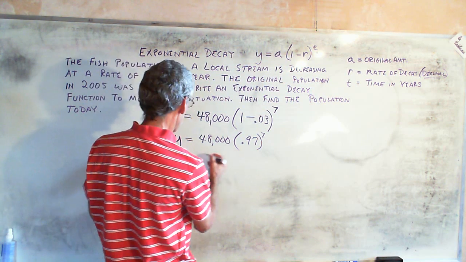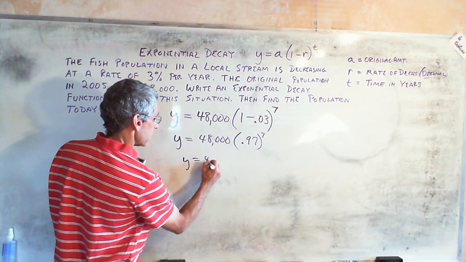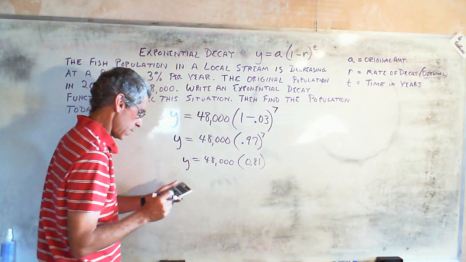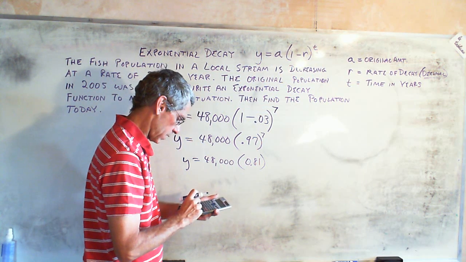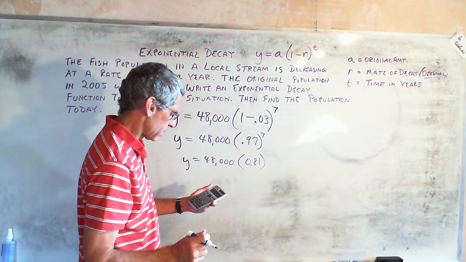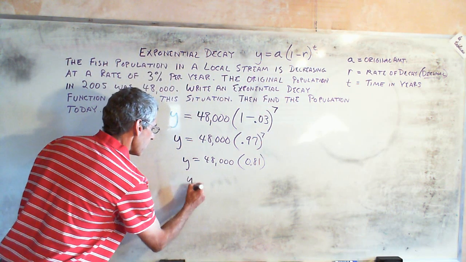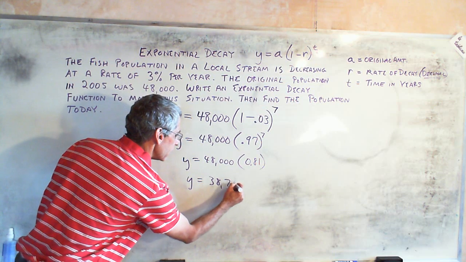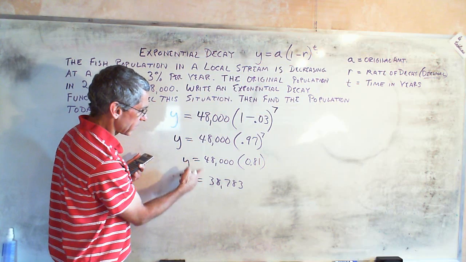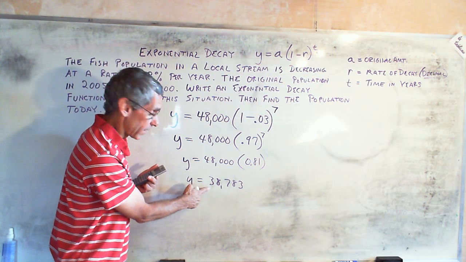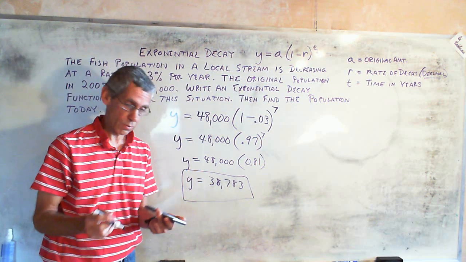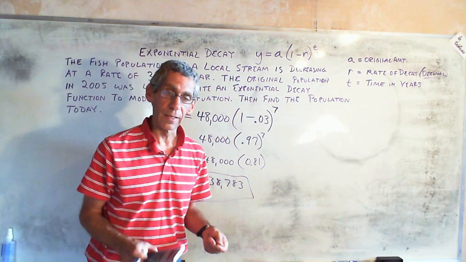That equals approximately 0.81. So it's 48,000 times 0.81. I'm going to multiply that times 48,000, and it gives me 38,783. So y is equal to 38,783. So after 7 years, my population went from 48,000, just under 10,000 less, to 38,000. And that is my answer, in fish, okay? So again, you would write the answer in an actual sentence.